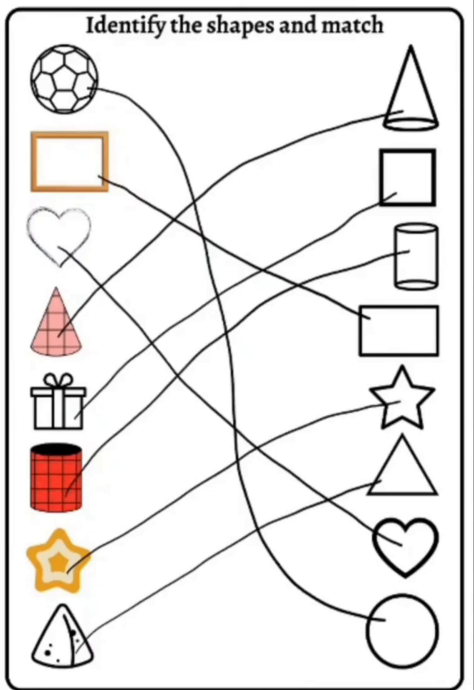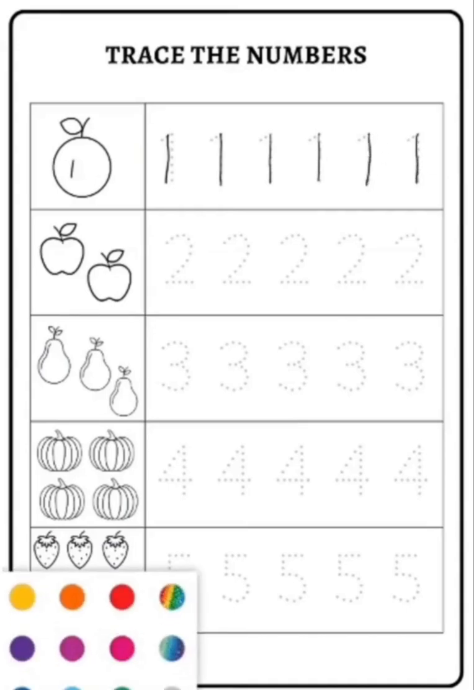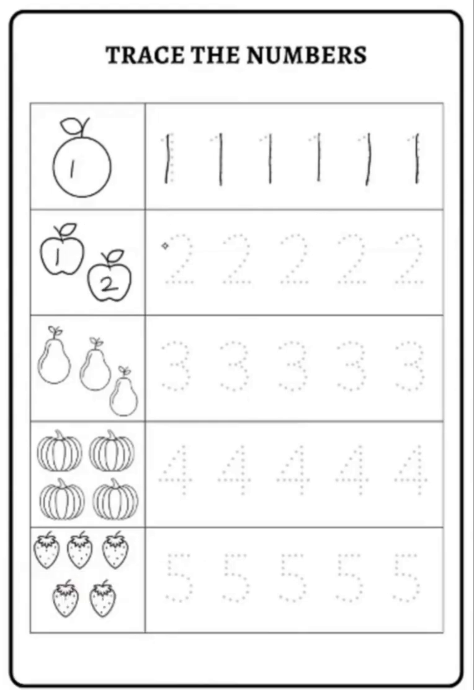Let's move to the next worksheet, which is Trace the numbers. Let's count the number of orange. 1 orange. So we'll trace the number 1. Let's count number of apples now. 1, 2. 2 apples and we'll trace the number 2. Count the number of pears. 1, 2, 3. Now trace the number 3.